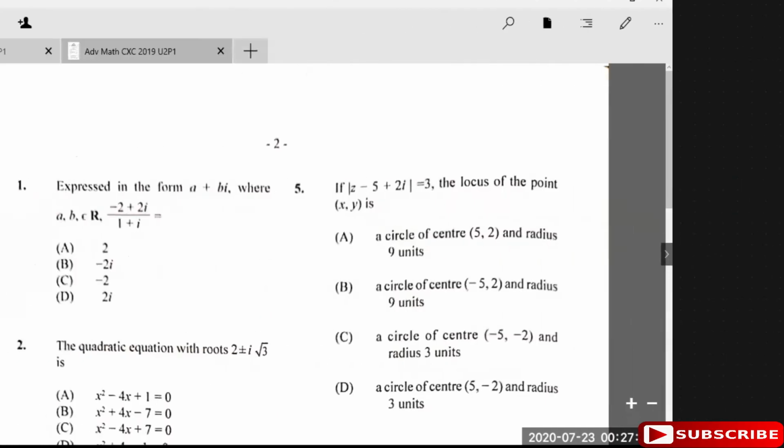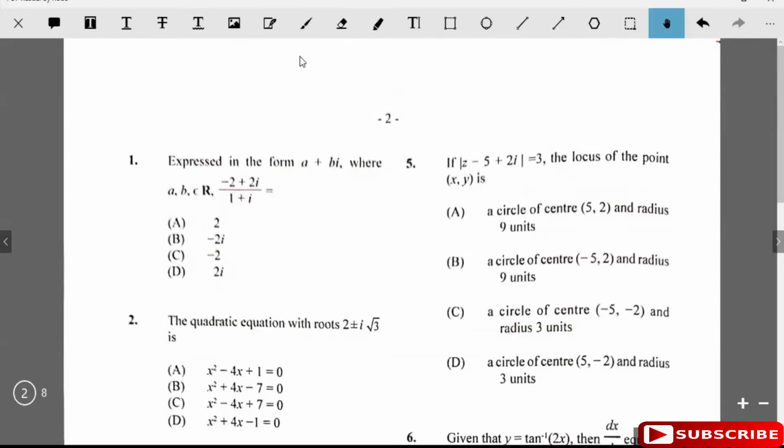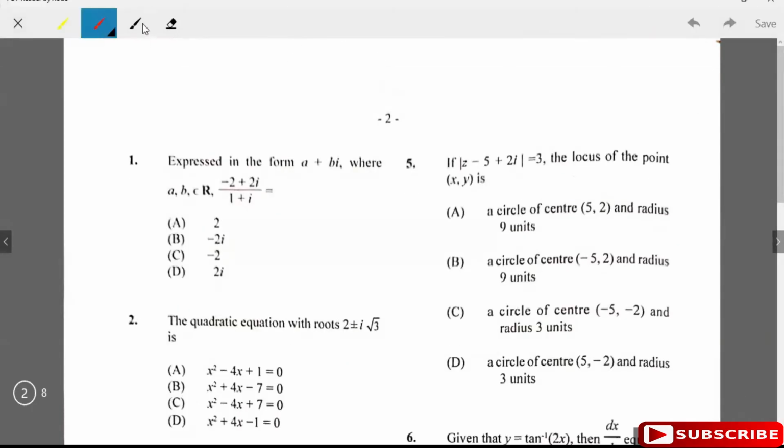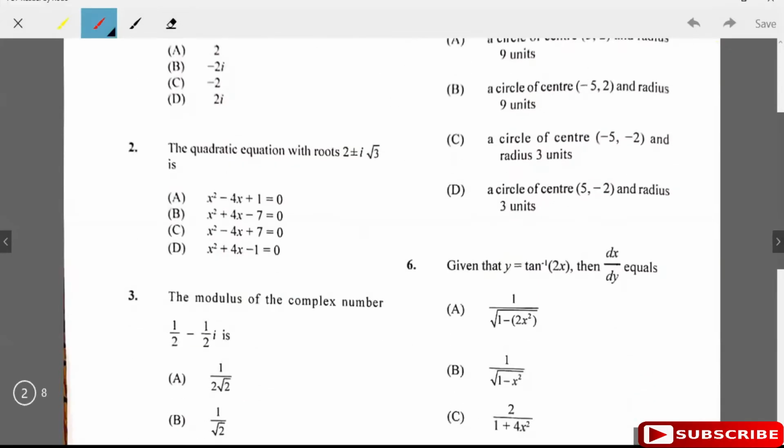Yes, all right. So let's go. This is 2019. The paper looks shaky. Now there are some new questions.